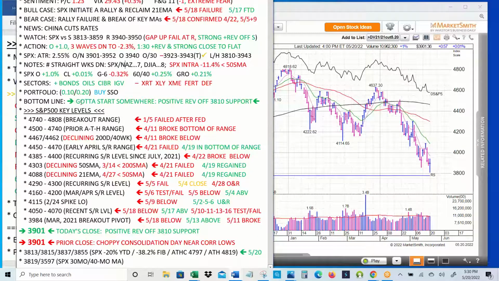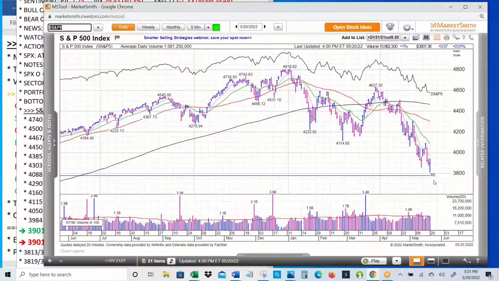So bottom line, you got to start somewhere. Positive reversal off a 38.10 support. That's where we are. That's the big level to look at for next week.